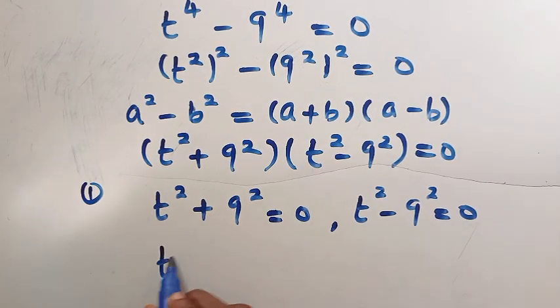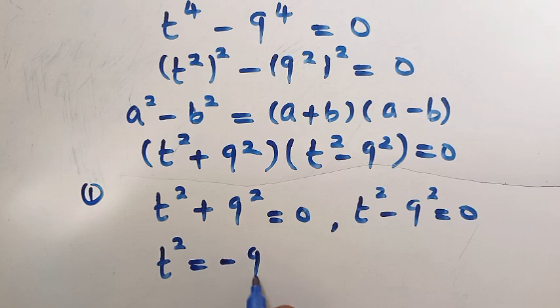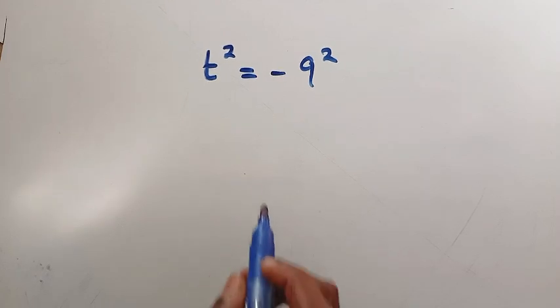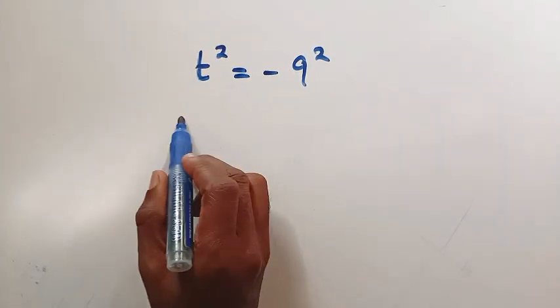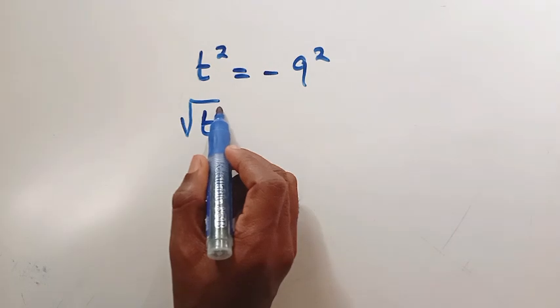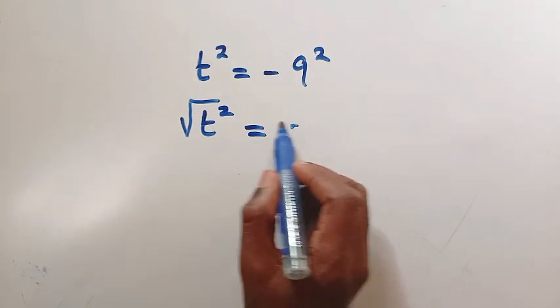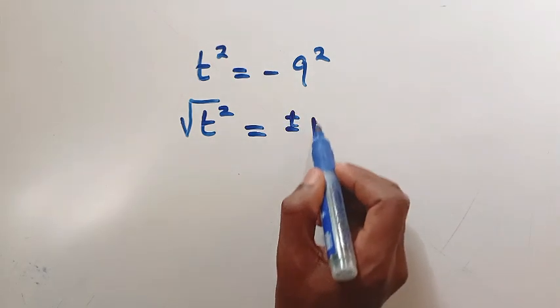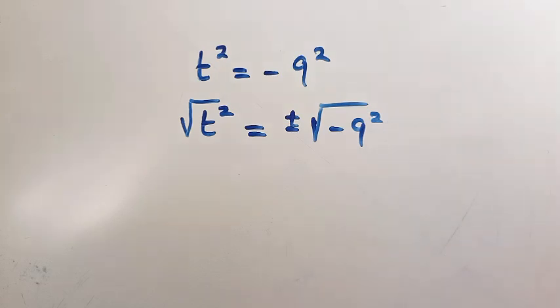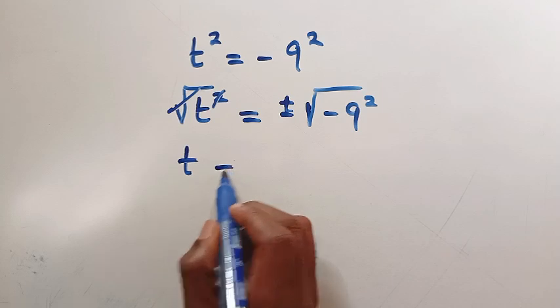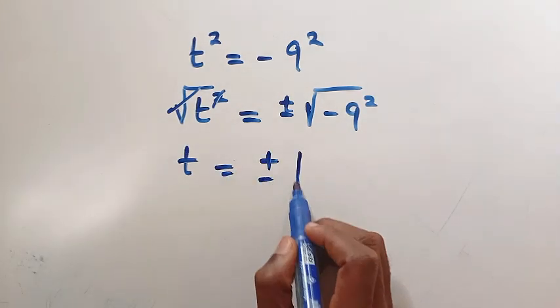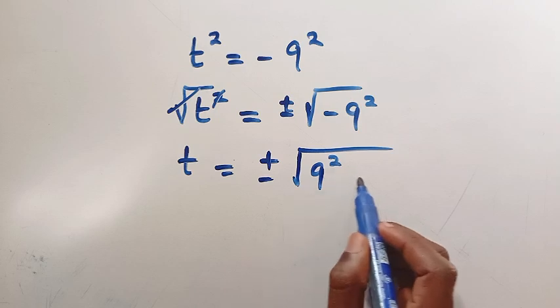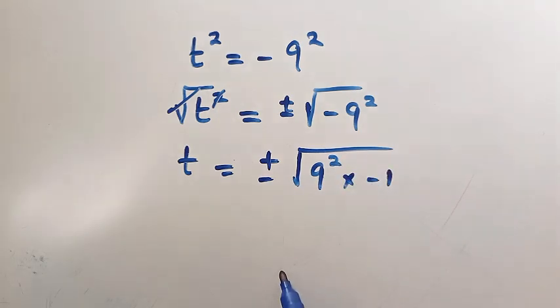So with this, by transferring 9 squared to the other side, we are going to have minus 9 squared. And then by taking the square root of both sides, we have square root of t squared equals, taking the square root, we are going to introduce plus or minus here, then square root of minus 9 squared. So this square and square root cancelled, and we have t equals plus or minus. This can be expressed as 9 squared multiplied by minus 1.